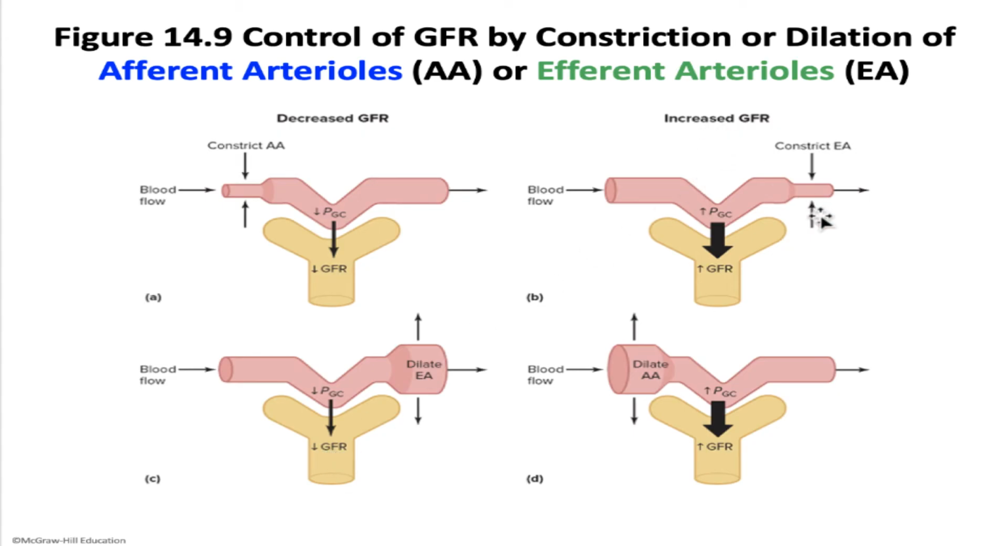On the contrary, if we constrict the efferent arteriole, we will then cause a backlog here that will lead to a greater filtration rate. Or we could do something different, is dilate the afferent arteriole, the afferent AA, and that will have a similar effect by allowing more volume of blood to reach this point and also increase the rate of filtration. So by adjusting things in different parameters, the nephron will receive different amounts of filtrate.